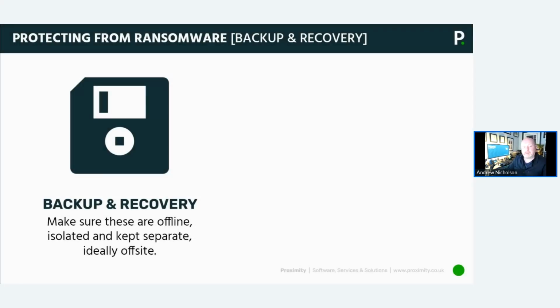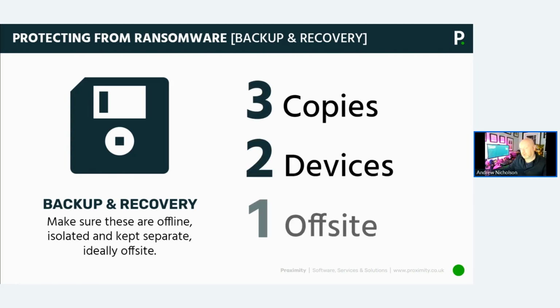First, backup and recovery. Up-to-date backups are the most effective way of recovering from ransomware attacks. This goes for all your enterprise systems, but especially for your IBMI. Make sure these are offline and isolated and kept separate, ideally in a different location. Use the 3-2-1 rule, at least 3 copies on 2 devices and 1 off-site. This strategy is popular because it scales effectively, including the use of cloud for an off-site backup, and it can give you the confidence that your critical data is safe from a localized incident.